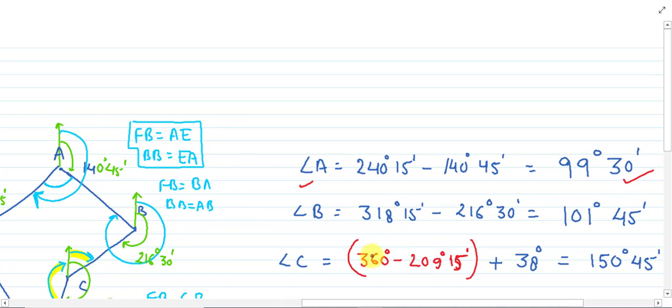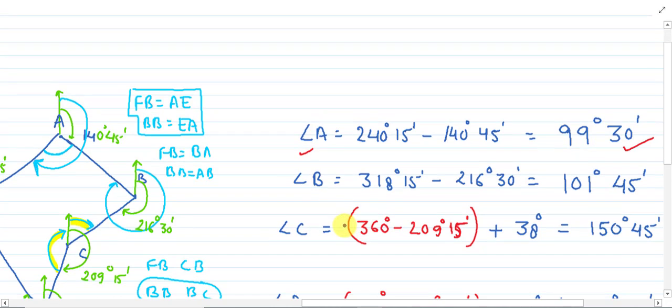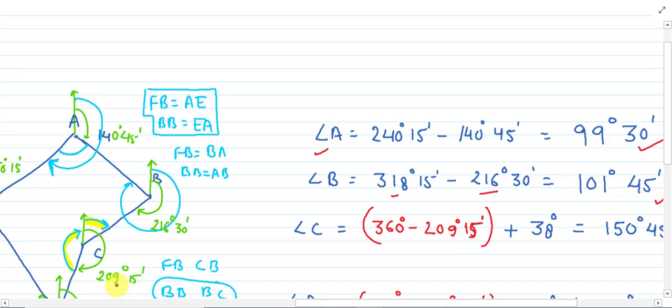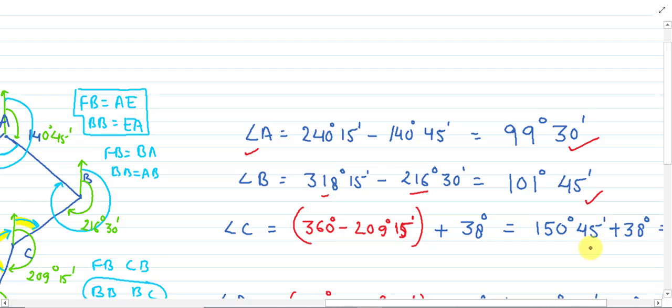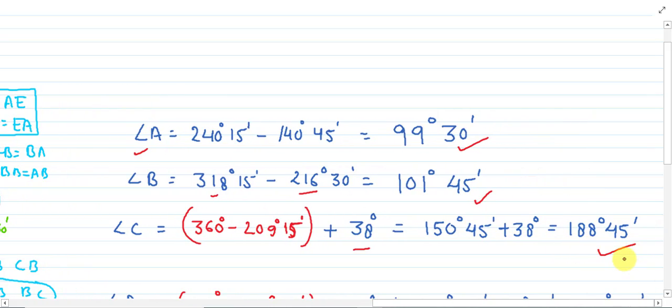We just use the forebearing of BC line and the back bearing of AB line. On solving this we get this answer. For angle C, we first subtract 209 degree 15 minute from 360, so we get the value of 150 degree 45 minute, and then add the back bearing of BC line, which is 38 degree. After solving this, we get 188 degree 45 minute.